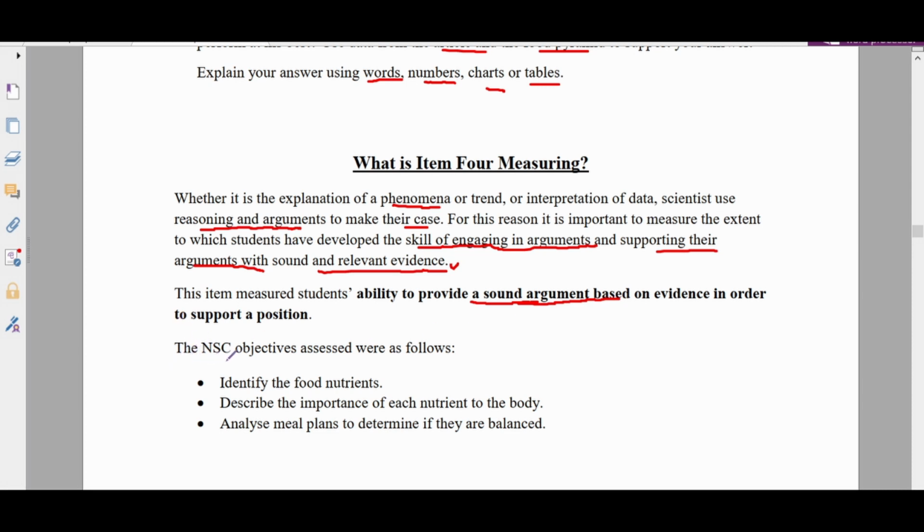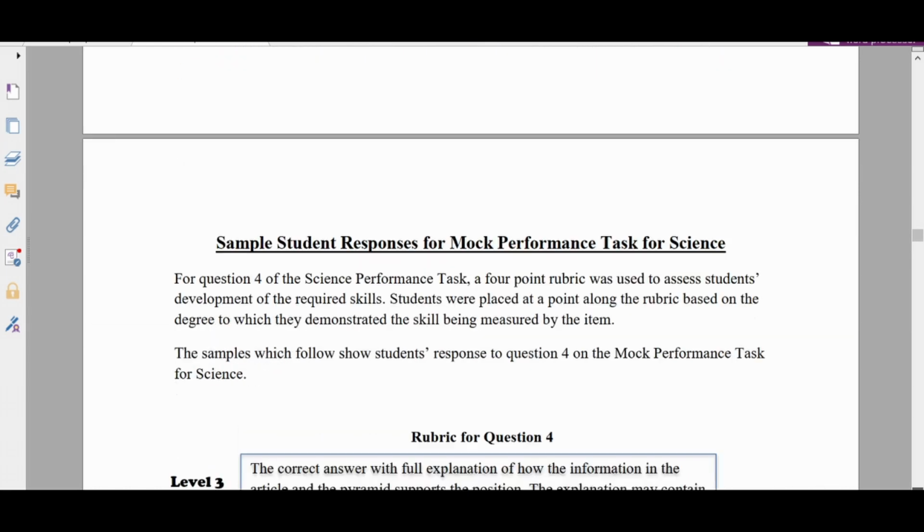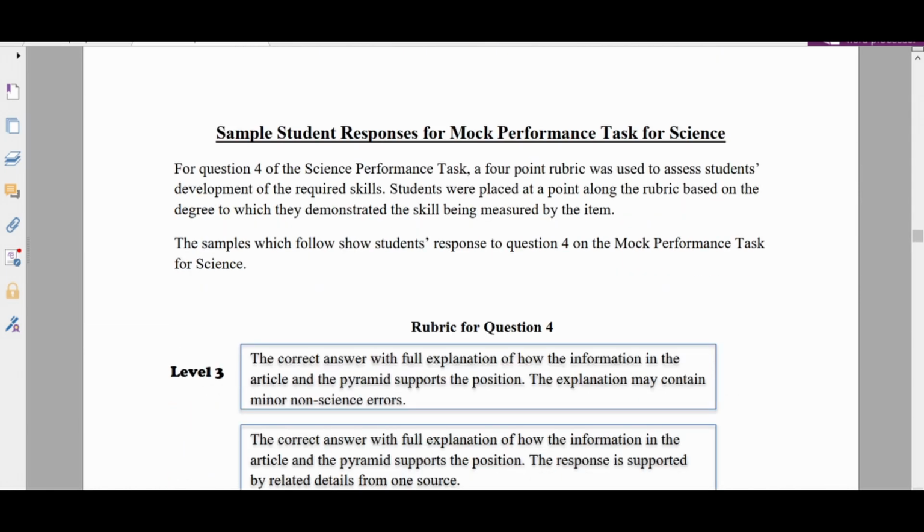The National Standards Curriculum objectives assessed were as follows: being able to identify nutrients, describe the importance of each nutrient to the body, and analyze the meal plan to determine if they are balanced. All right. So here are some samples now, sample responses for the PT on science. For question 4 on the science PT, a 4-point rubric was used to assess students' development of the required skill. The students were placed at a point along the rubric based on the degree to which they demonstrated the skill being measured by the item.